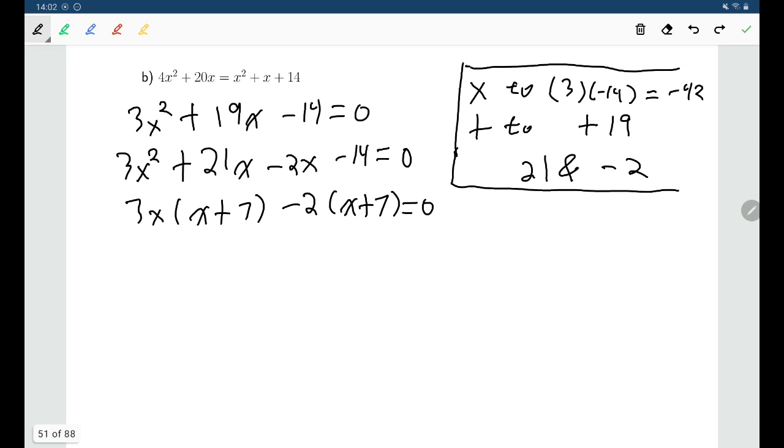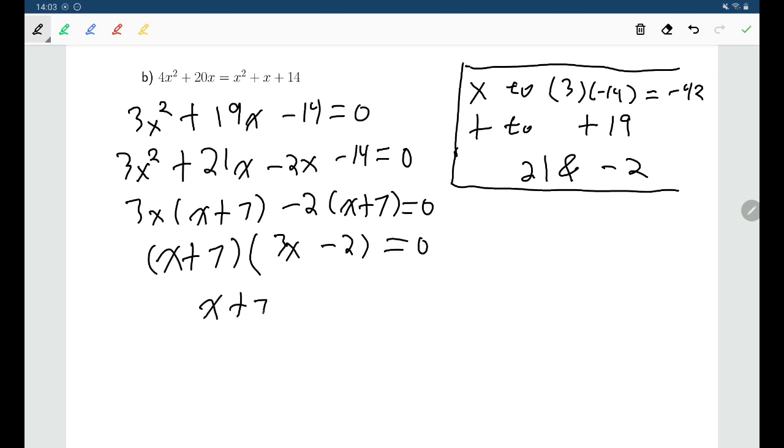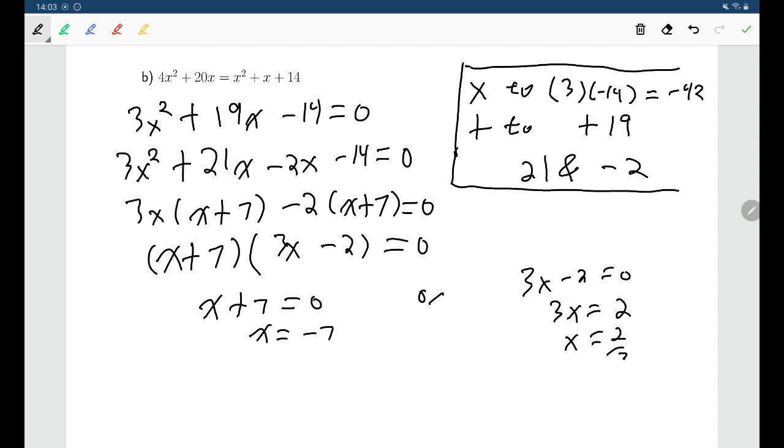So here, the two numbers that we picked, 21 and negative 2, do indeed work, because we're left with x plus 7 in both of the terms, so x plus 7 can factor out of both. And in the first term, we're left with 3x left behind, and in the second term, negative 2 is left behind. So now we've got it factored out and equal to 0. So either x plus 7 is 0, which gives x equal to negative 7, or 3x minus 2 is 0, which is that x is 2/3.